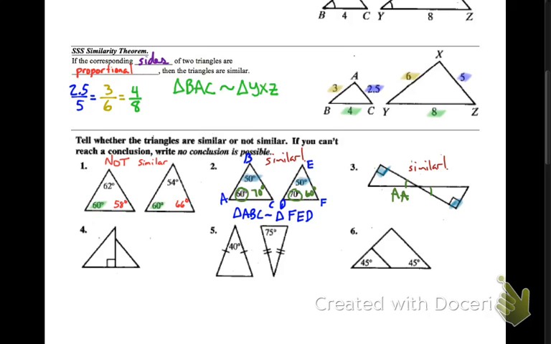Okay, go ahead and see if you can answer the rest of these. I've done 3 for you to see the angle there, but go 4, 5, and 6 on your own and see if you can figure those out. Pause.